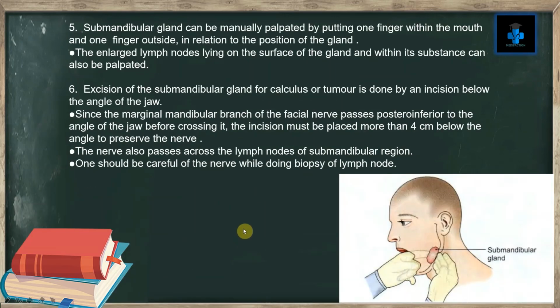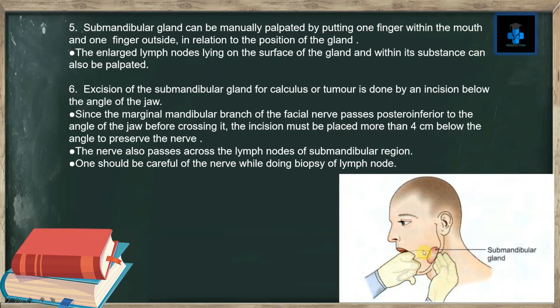Number 5. The submandibular gland can be manually palpated by putting one finger into the mouth and one finger outside in relation to the position of the gland. The enlarged lymph nodes lying on the surface of the gland and within its substance can also be palpated. So here is the submandibular gland.